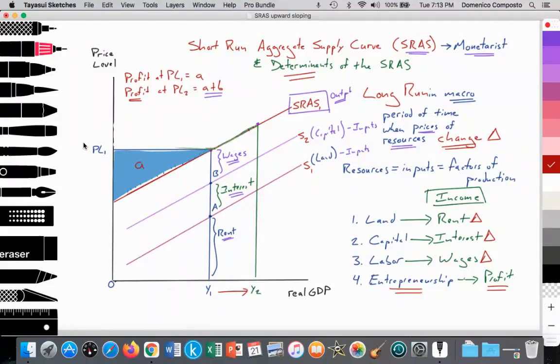So let's say that wages begin to rise. If wages begin to rise, what will happen to the costs of production? Or if we say interest, rent, or wages, if any of these resource prices change, then it's going to impact the short-run aggregate supply curve, which is the sum of all of these input costs. So let's assume that in the long run, land resources start to rise in cost. The rent is causing the S1 curve to increase because rent is now rising in the macroeconomy.